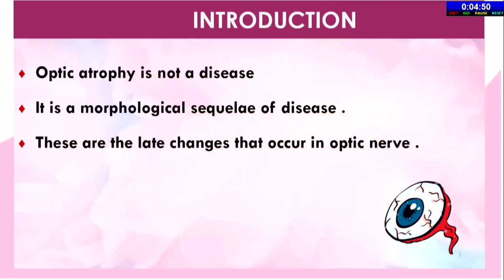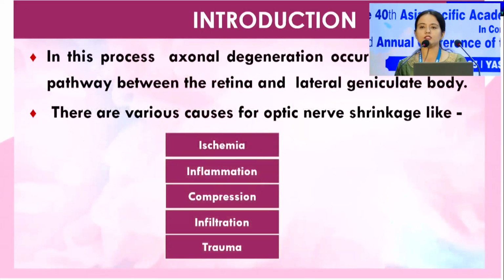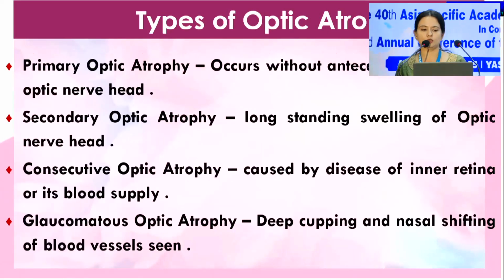Today I am presenting Unraveling the Causes of Optic Atrophy, its etiology and implications. Optic atrophy is not a disease, it is a morphological sequela of disease. These are the late changes that occur in the optic nerve. In this process, axonal degeneration occurs in the visual pathway between the retina and the lateral geniculate body. There are various causes of optic nerve shrinkage like ischemia, inflammation, compression, infiltration, and trauma.